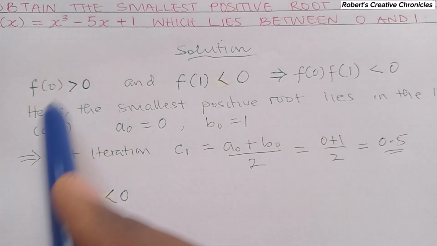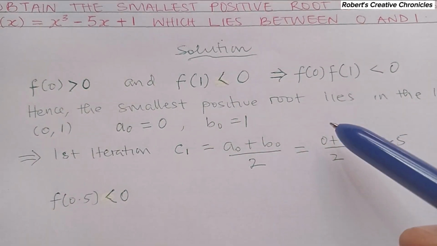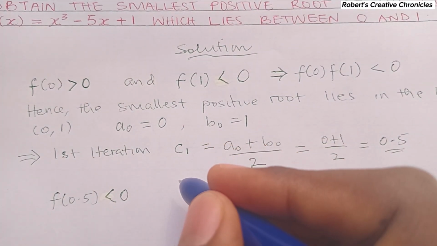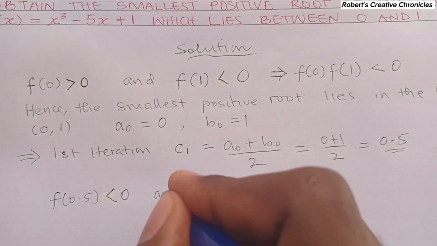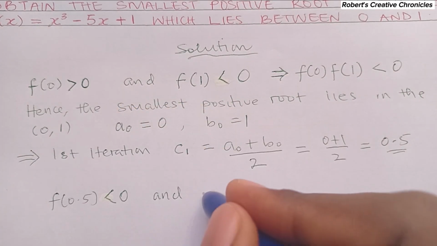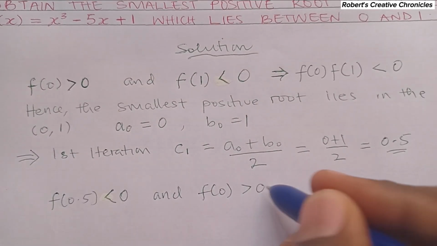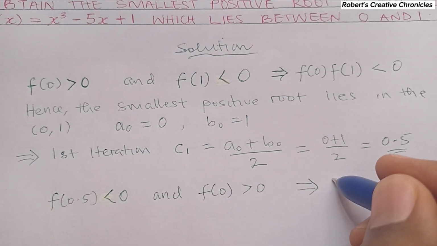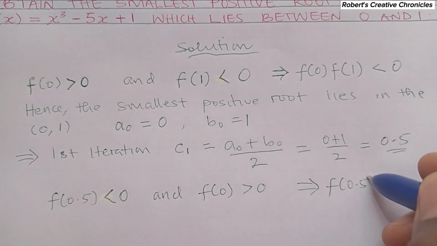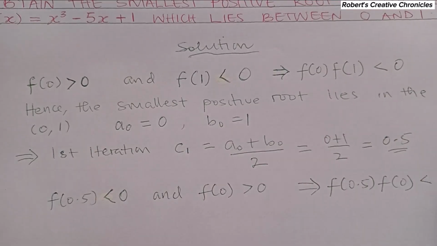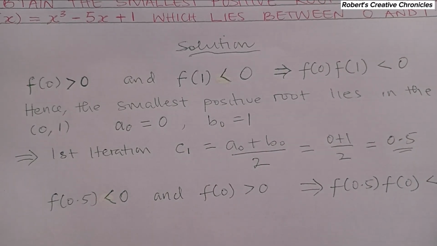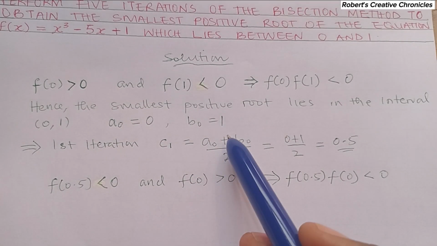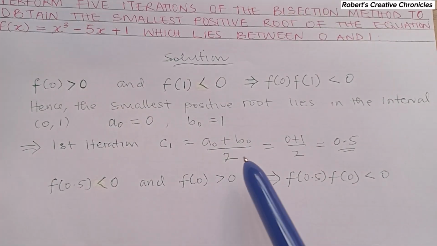It will be this one, greater than 0. We cannot select the other one because negative times negative gives us positive, so it would be greater than 0. So we have to select the positive one. Therefore, f(0.5) times f(0) will be less than 0, since negative times positive is negative. This formula is like we are bisecting these two endpoints to get the middle.